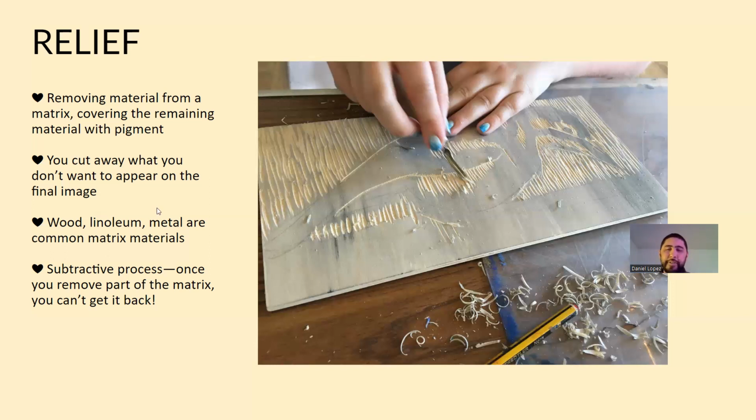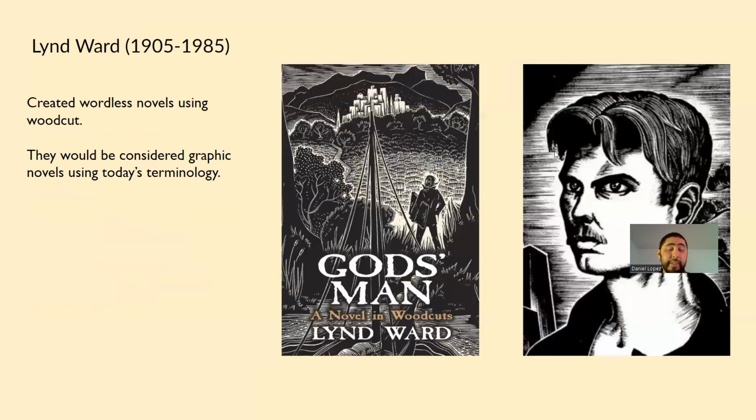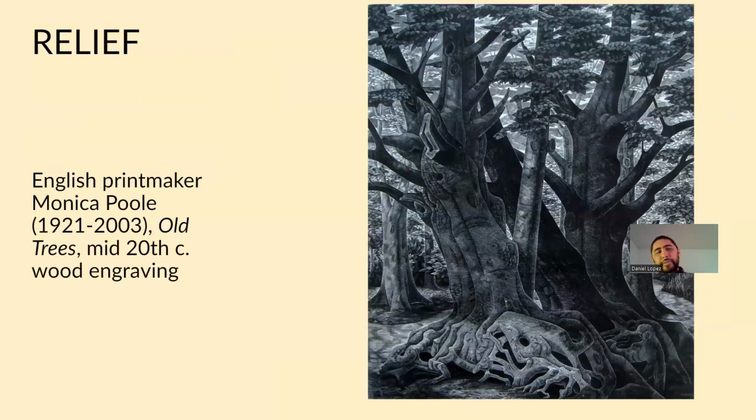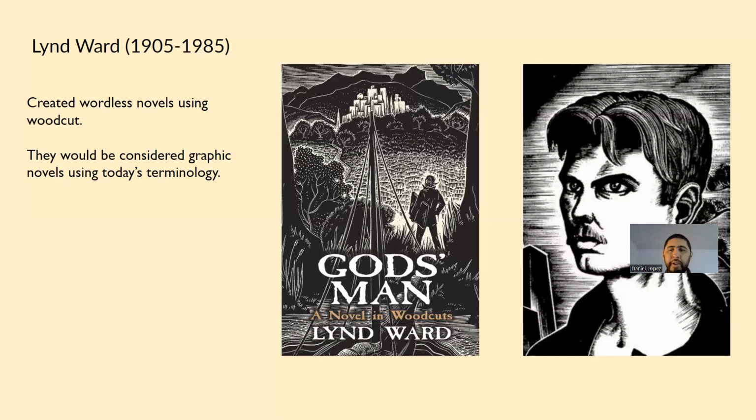You can also use wood. This was made with wood. We're looking at the print here, not the actual wood matrix. So Lynd Ward made these wordless novels. I have this book. It's beautiful, and I can't believe how many images this person made by carving in wood. Yeah, it's considered a graphic novel. This is another example of an engraving. Okay, so back to this.